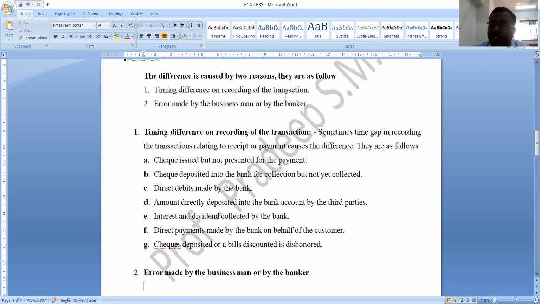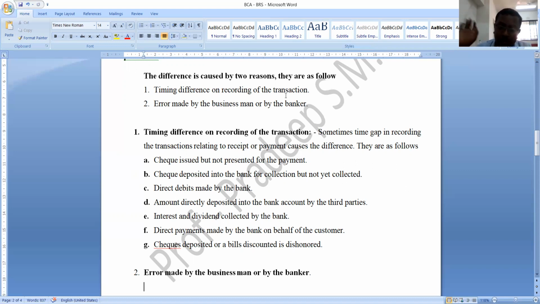Then next one is direct debits made by the bank. Certain times banks will charge certain fees to customers. So immediately, directly they will debit their bank account. Understood? They will not inform, they will just debit their bank account due to certain services rendered to customers. It causes the difference between cash book balance and passbook balance.